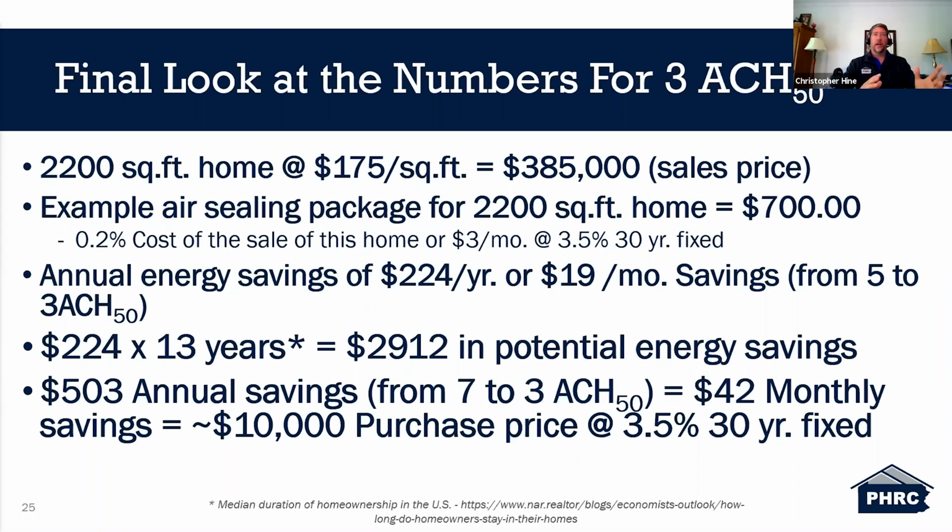Moving on to this next line, your annual energy savings. Again, this is going from 5 to 3 air changes per hour, which is roughly $224 a year, or $19 a month savings. So you have that potential number of $700, or $3 a month in the mortgage, to get the air sealing package, but that end user has the potential of saving $19 a month with that package through that variable monthly cost of the utility bill.